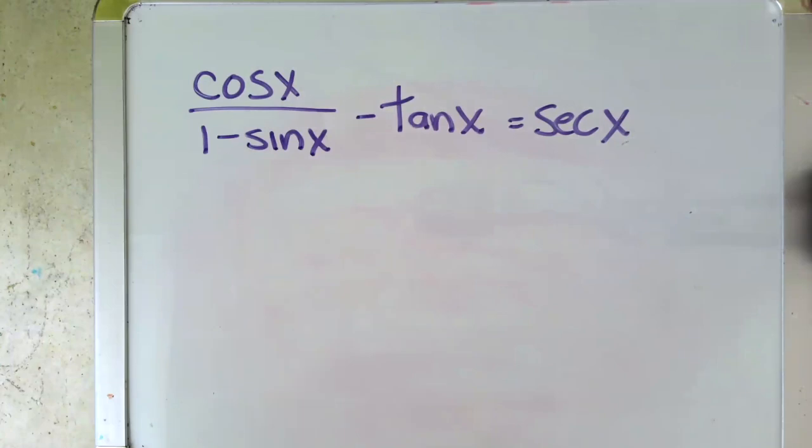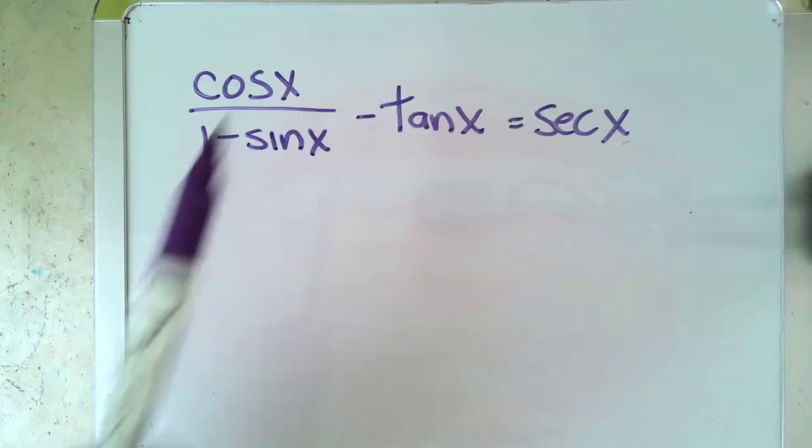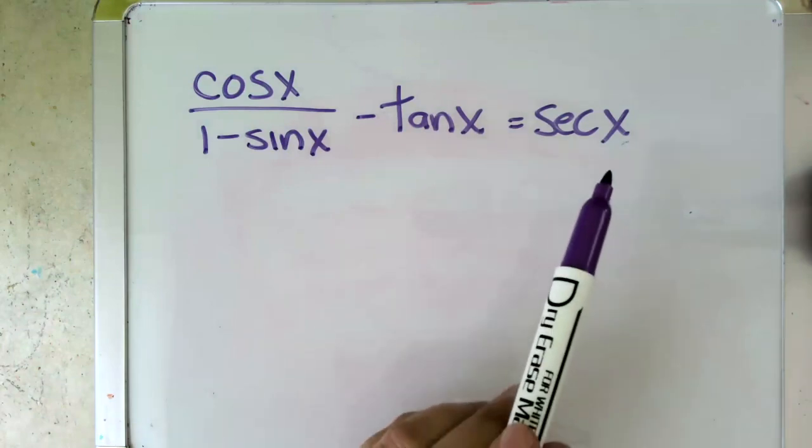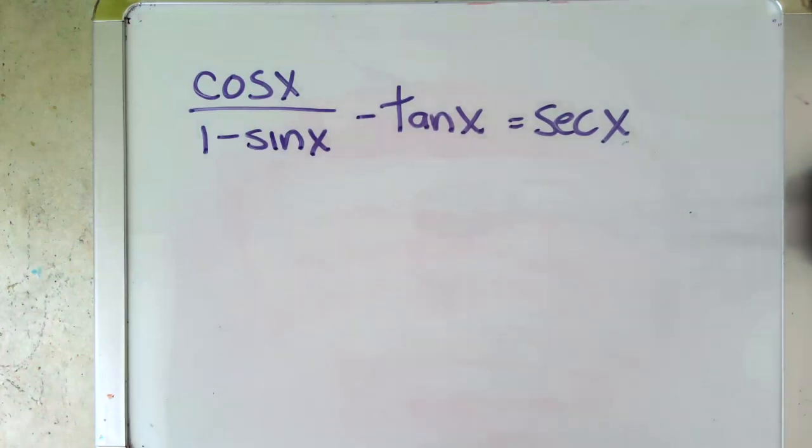And what you want to remember with the trig proof is you only move one side of the equation. So since this side of the equation has a whole lot of stuff and this is a single piece, we're going to move this side.